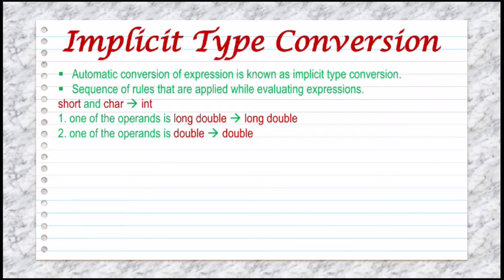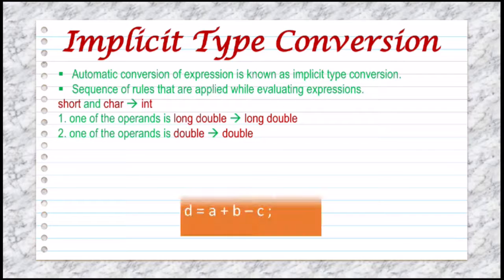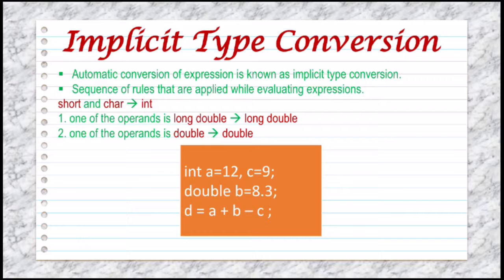Second one, else if one of the operands is double, the other will be converted to double and the result will be double. So in the example, we have declared a and c as integer and b as double. So after calculating, the answer will be converted into double.